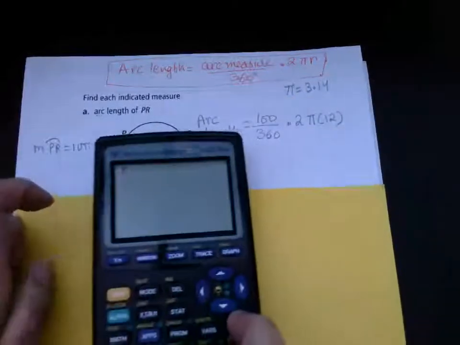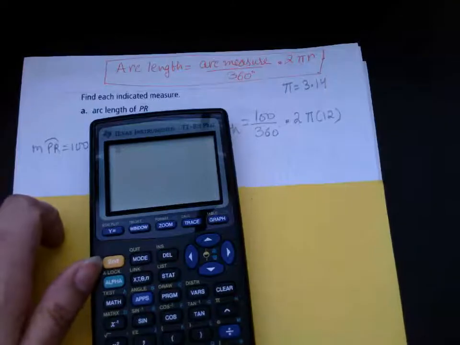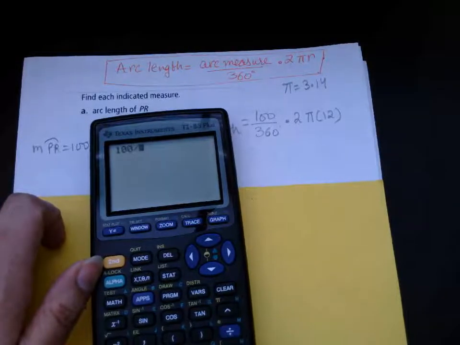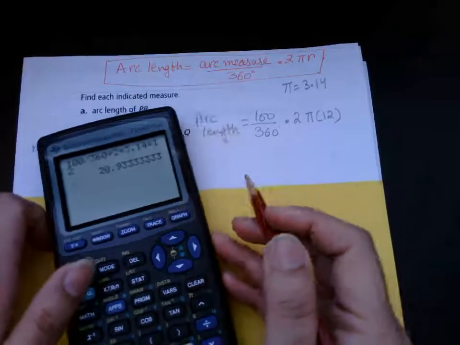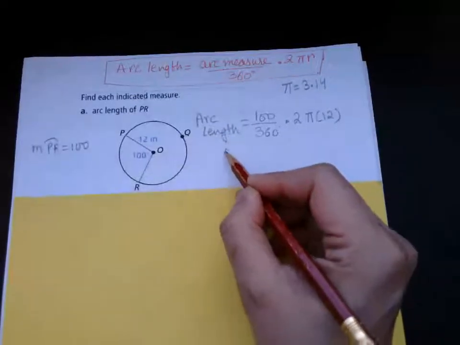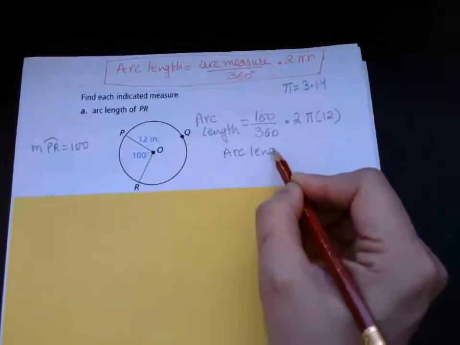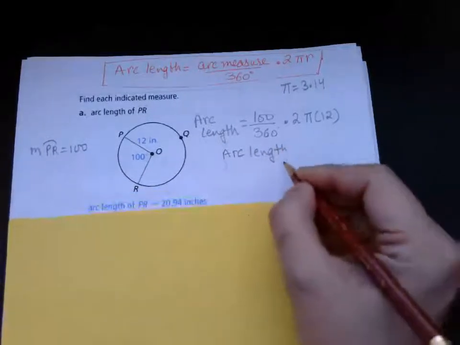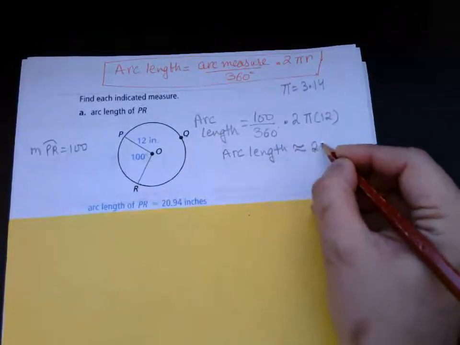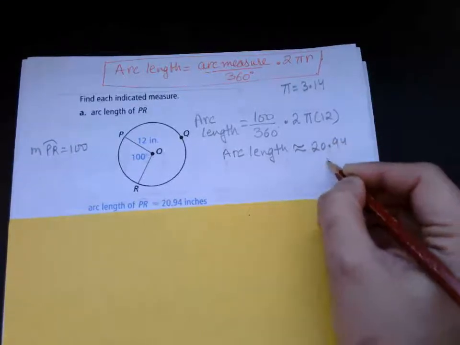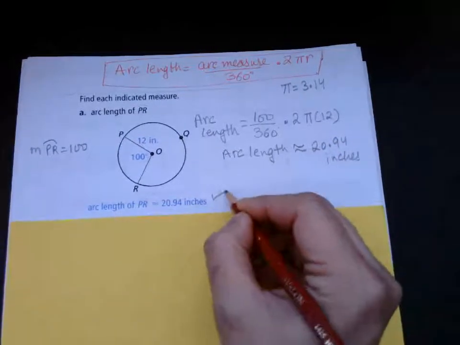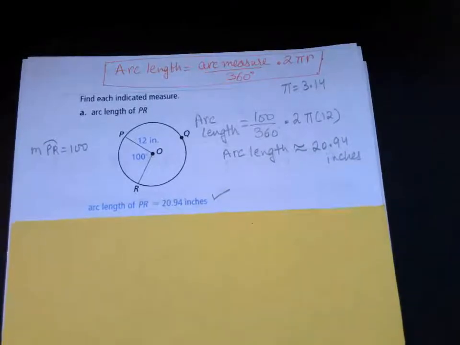If you plug everything in the calculator, let's try. 100 divided by 360 times 2 times 3.14 times 12. 20.93. So I can say arc length is approximately 20.94 inches. Our answer is right. Let's try one more.